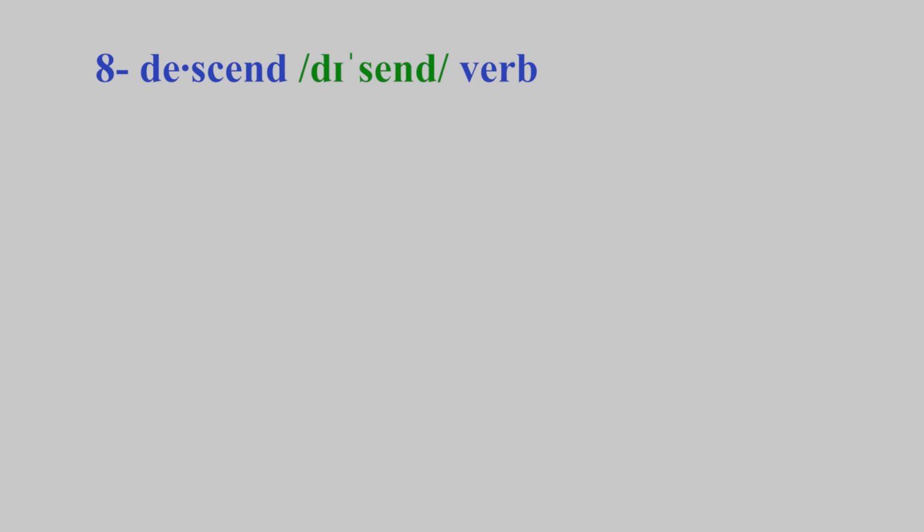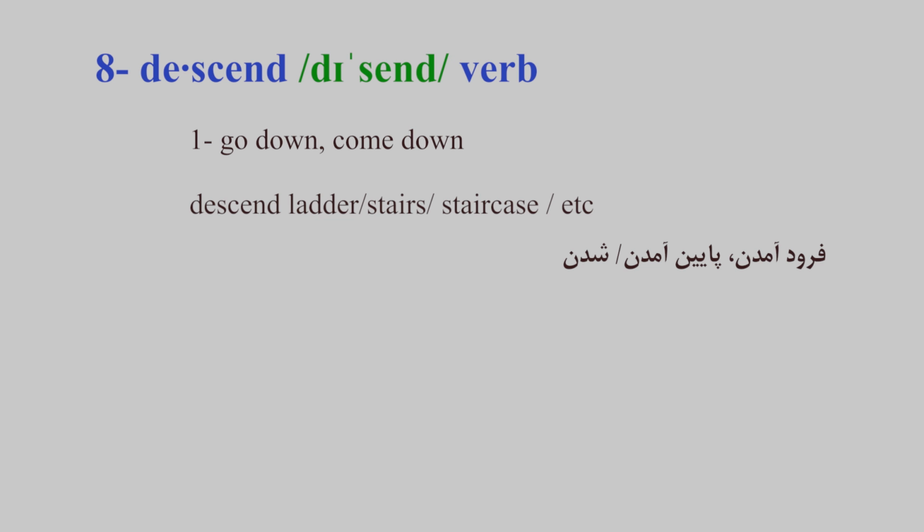And the next word, word number 8, is descend, and it is a verb. It means to go down or come down. It means like coming from a higher altitude to a lower altitude. For example, descend a ladder, stairs, staircase, or etc. And an example is, the plane began to descend. It means that the plane was landing.